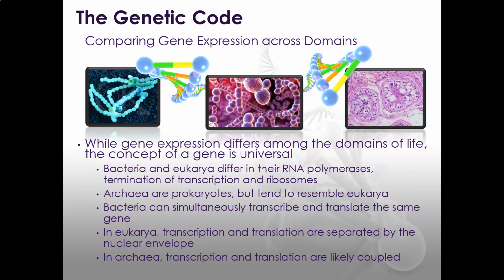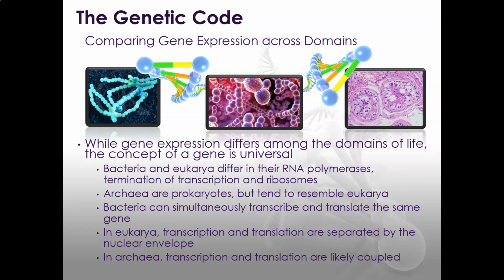So when we look at gene expression among different domains of life, the coolest thing about this is that every organism on Earth, for the most part, seems to have a universal code. So while bacteria and eukarya may differ in their actual RNA polymerases in terms of the termination of transcripts, the way that the ribosomes are structured completely, the general principle works the same. So a messenger RNA in a bacteria works the same way as messenger RNA in any eukaryotic cell.